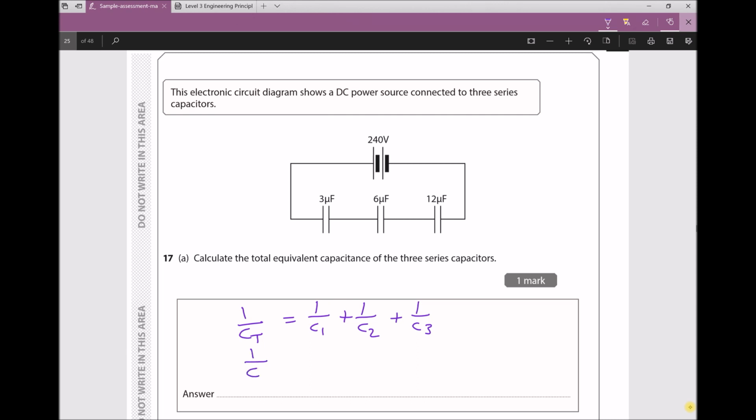So what we'll end up with is 1 over CT is 1 over 3 plus 1 over 6 plus 1 over 12. Therefore, 1 over CT equals, running that through our calculators, 0.583 recurring.